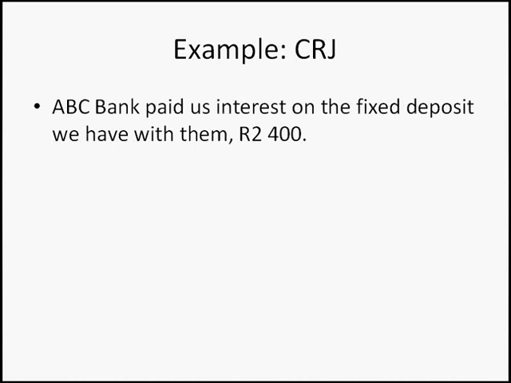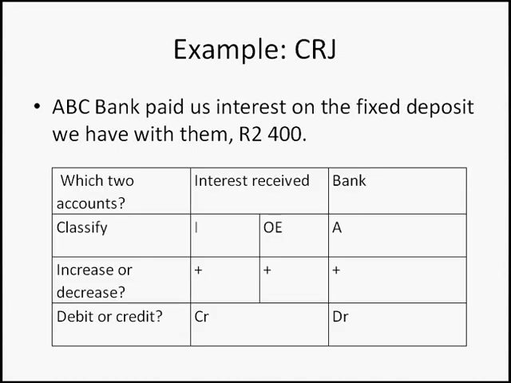ABC Bank paid us interest on the fixed deposit we have with them, 2,400 Rand. Because we're working with interest that we are receiving, and it's possibly cash or straight into our bank account, we entered it into the cash receipts journal. So if we look at the accounts involved, we'll see again that it's interest received and bank.